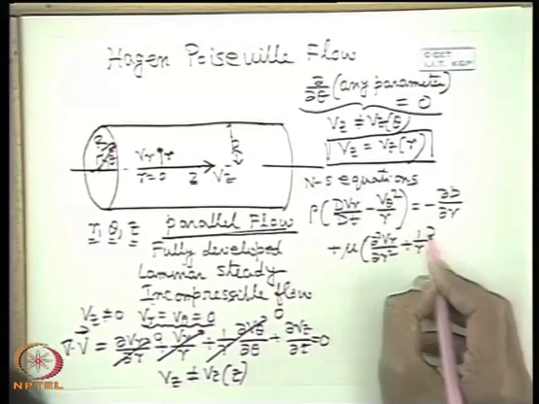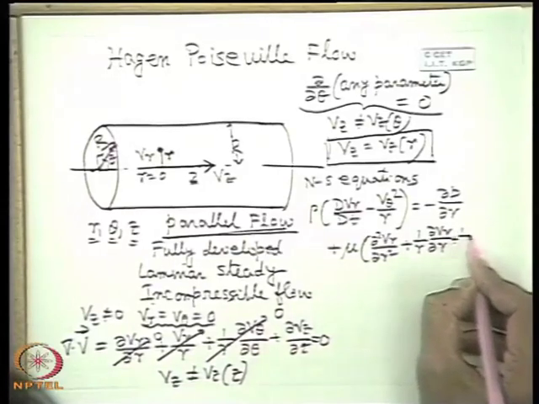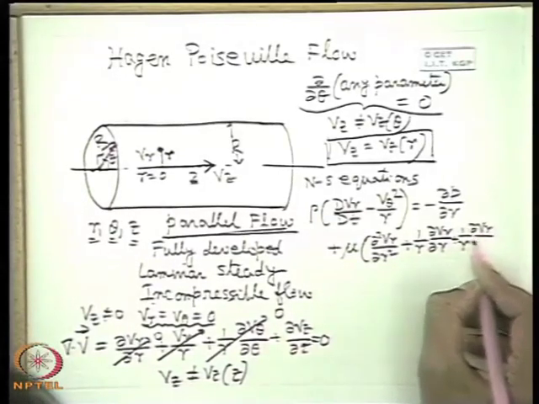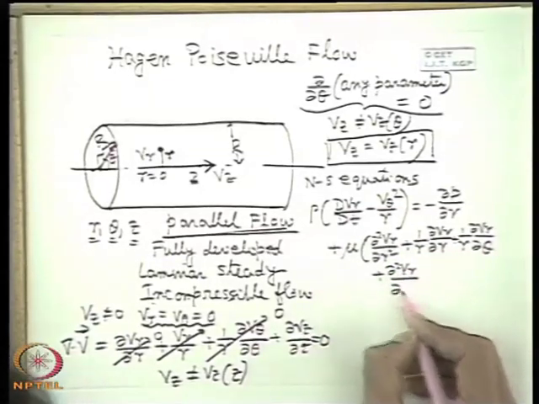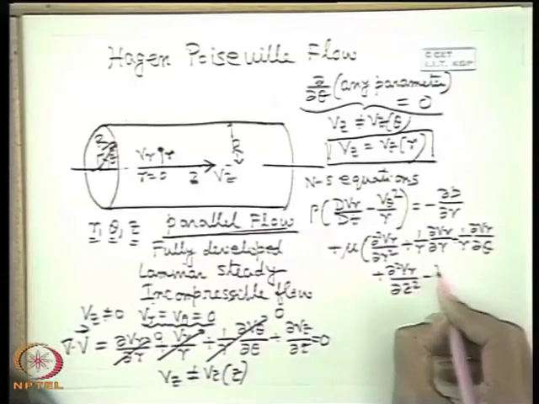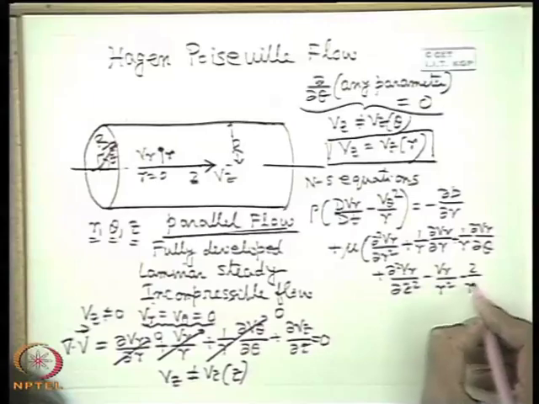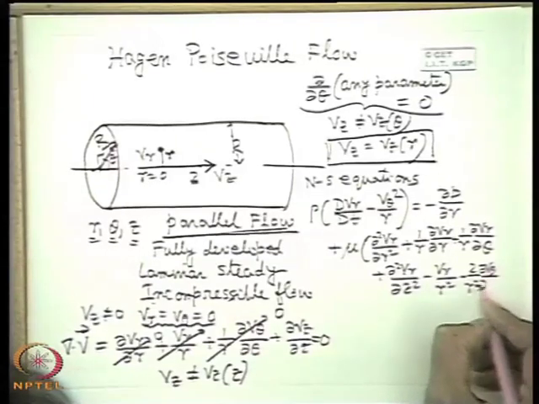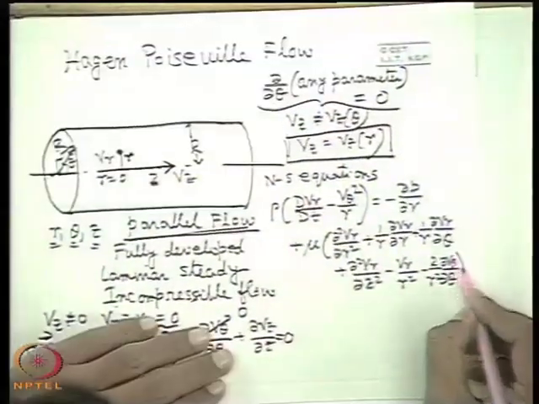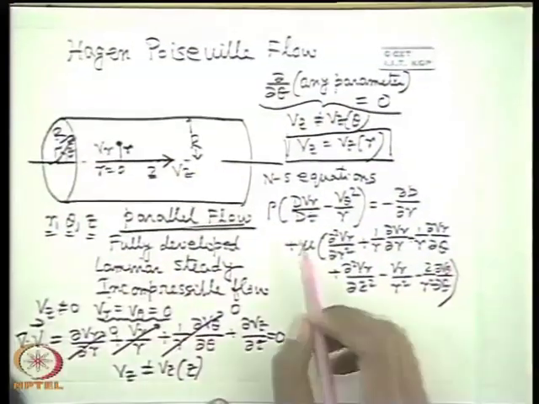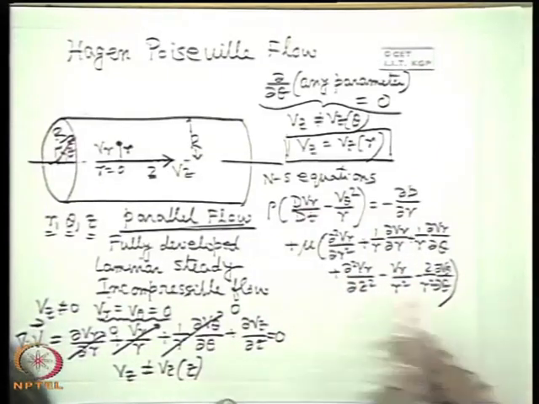One has to develop this habit to write the Laplacian: del Vr del r plus 1 by r del Vr del theta plus del square Vr del z square minus Vr by r square. Due to the curvature, these two terms come: 2 by r square del v theta del theta. So these are the terms for the Laplacian, and for incompressible flow this is the r direction Navier-Stokes equation, the equation of motion in r direction. Let us see what it gives.